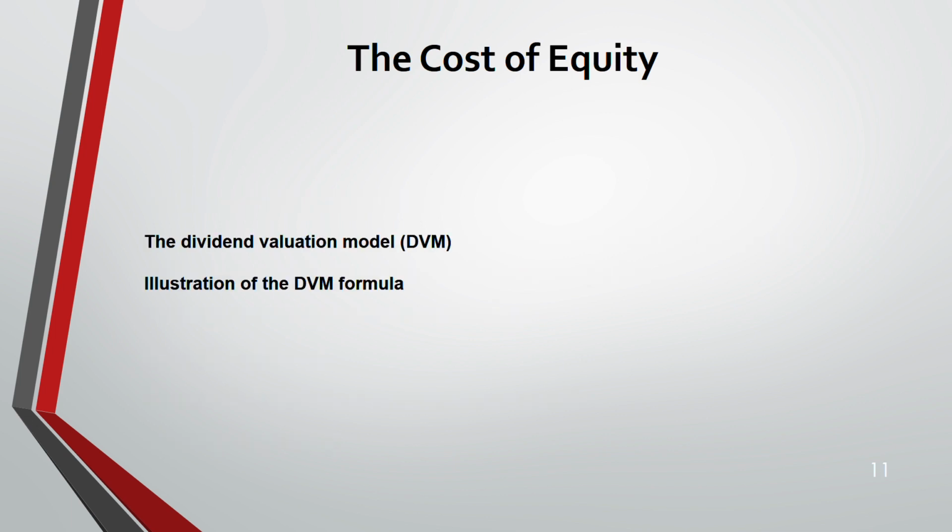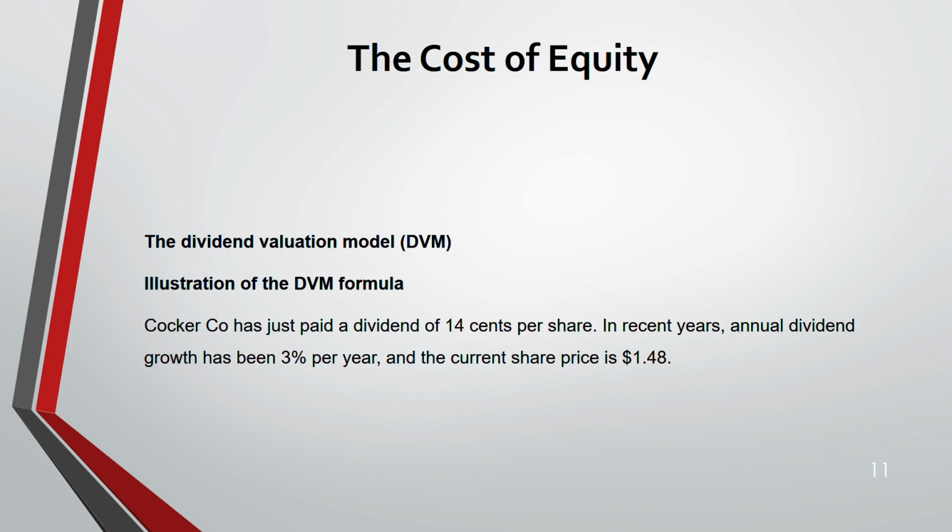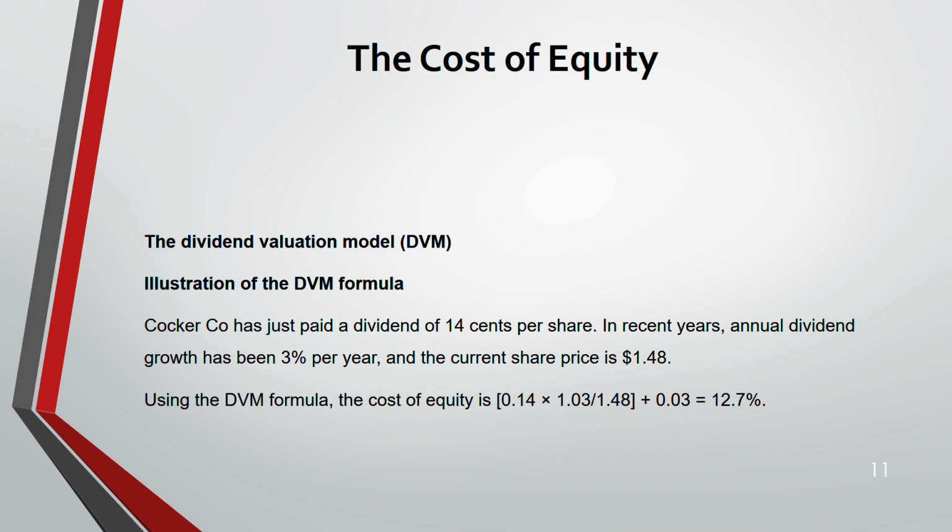Now, illustration of this formula. Let's go through this question. Let's say dividend is 14 cents per share, growth is 3%, share price is 1.48. If you go by that formula, 14 cents means 0.14, by the way. 0.14 into 1 plus growth rate, which is 3%, so 1.03. Divide by the share price. After that, again you add 3%, just the growth rate. 3%, not 1.03, just 3%, 0.03.